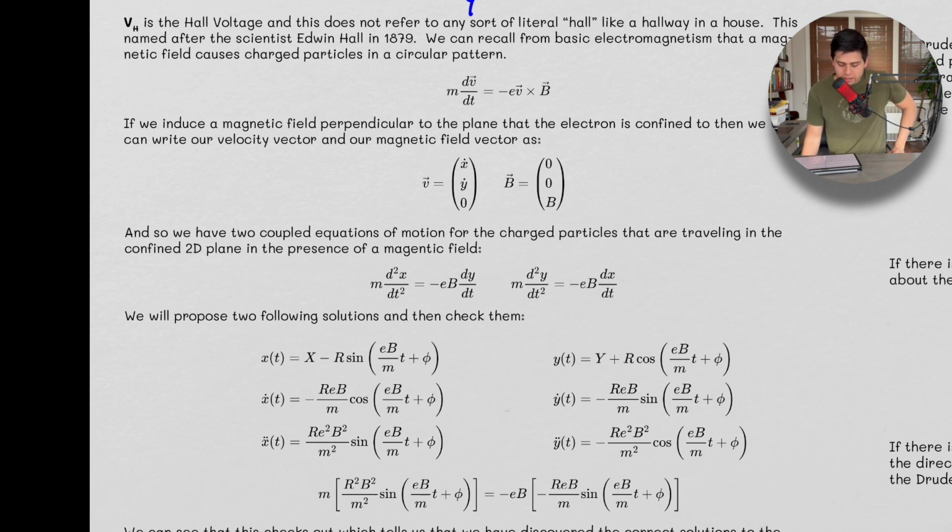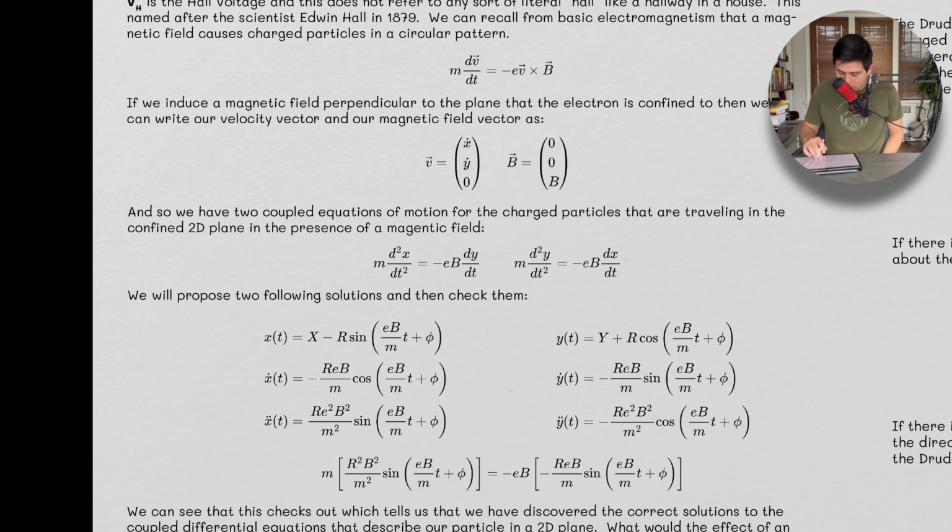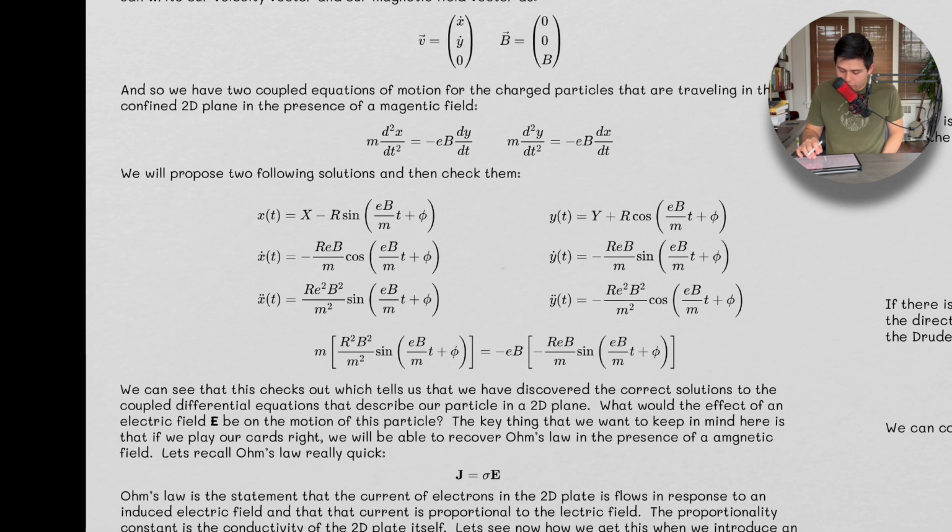Okay, so we have two coupled equations of motion now, right? Because this is a vector, and so we can take the time derivative of this. When we do the cross product between this and this, we get this one as well. Now let's propose a solution and check it, because this is actually a coupled differential equation.